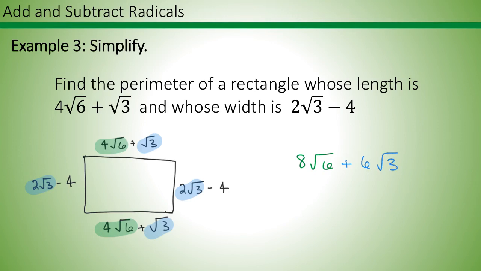And then the last thing we have are just constants, negative 4 and negative 4. If I put those together, that's going to be negative 8. And I cannot simplify this thing any further, so that's what we get. That is the perimeter of this rectangle.